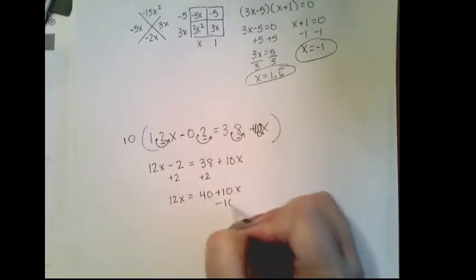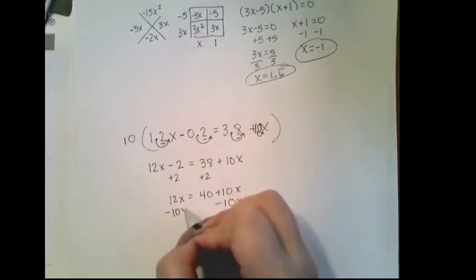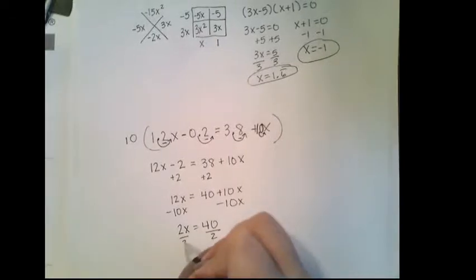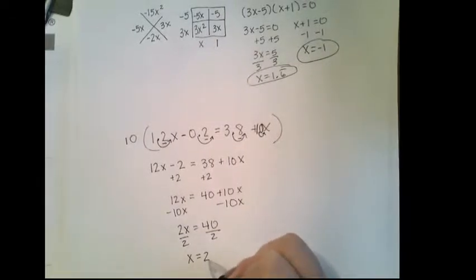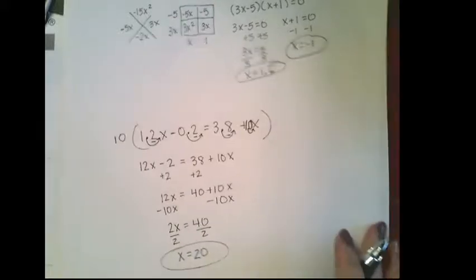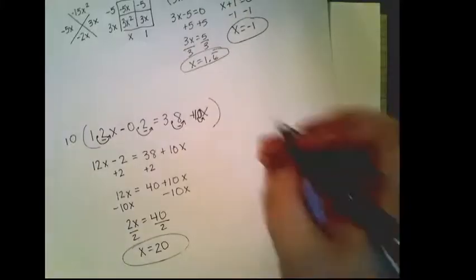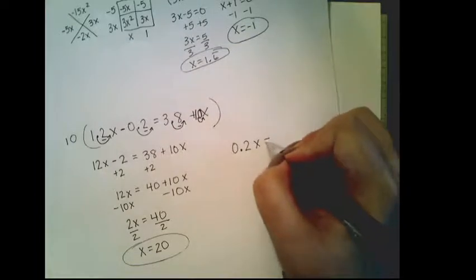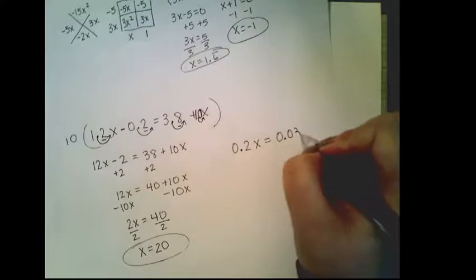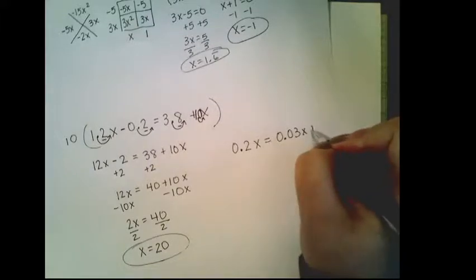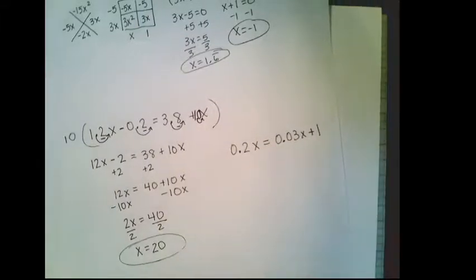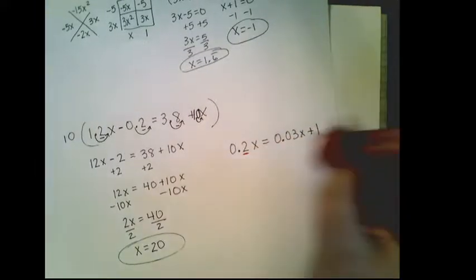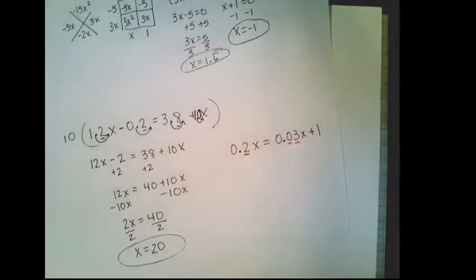Get rid of that 10x. And then divide. We have our solution. What you need to be careful of is equations that could look like this. If we count the places behind our decimals, we have 1 here, but we have 2 here.